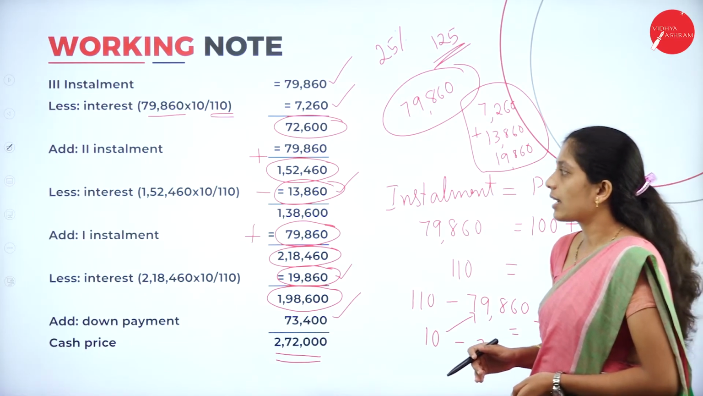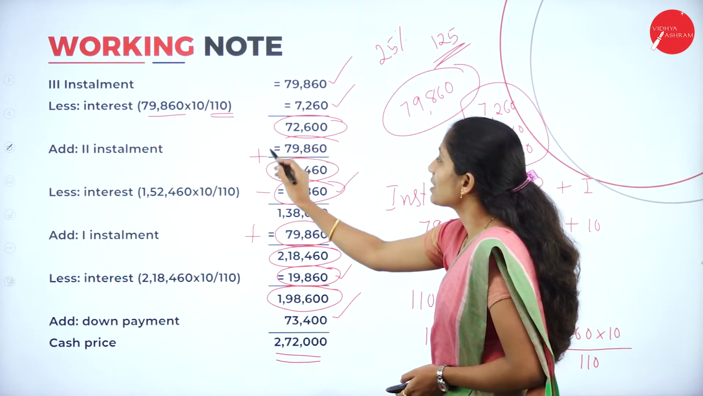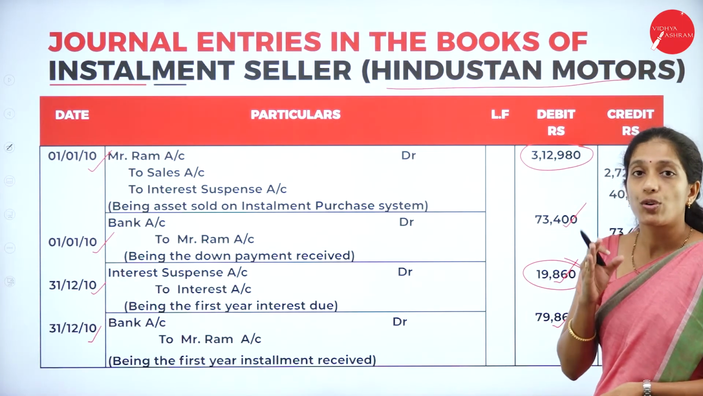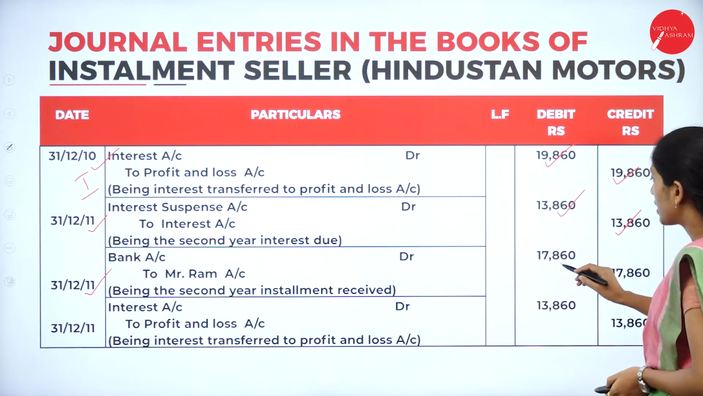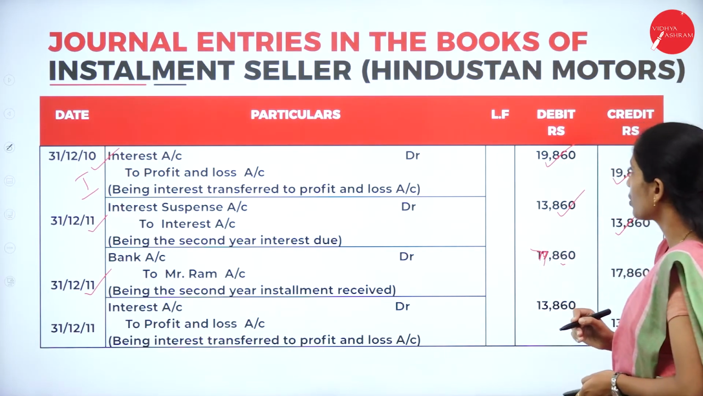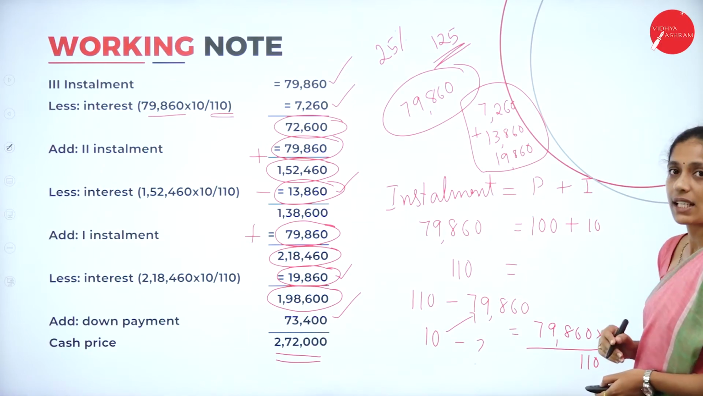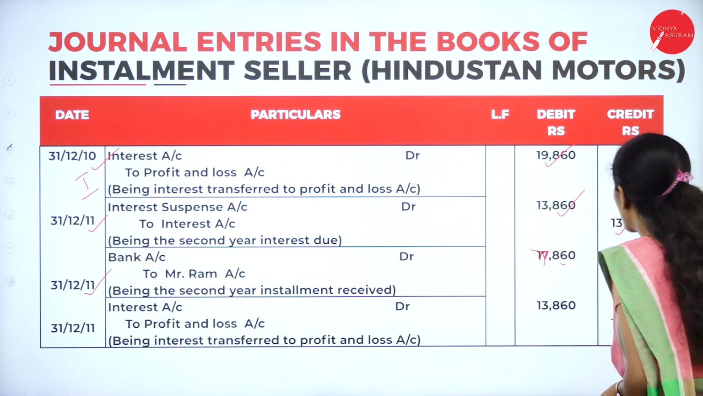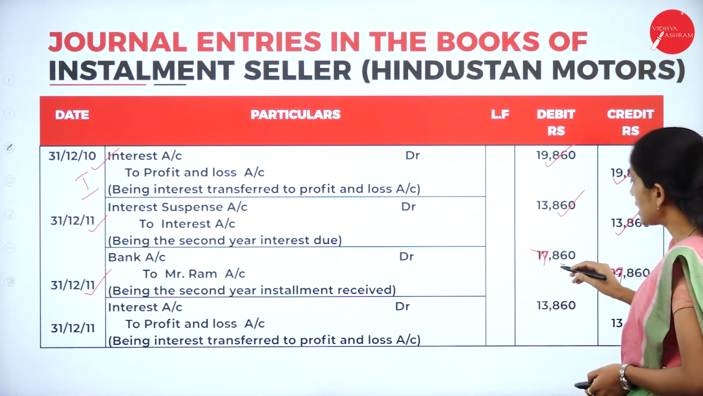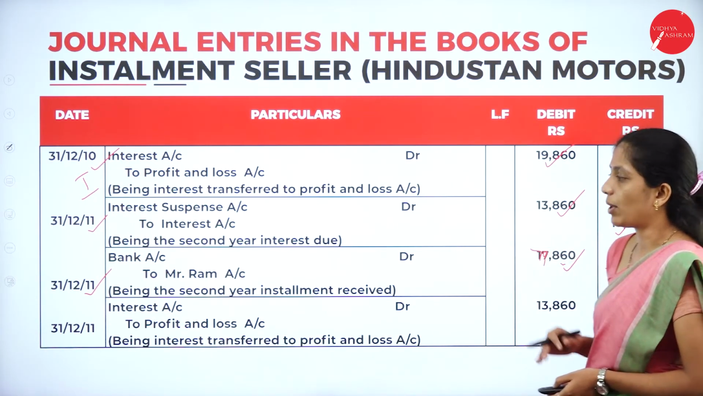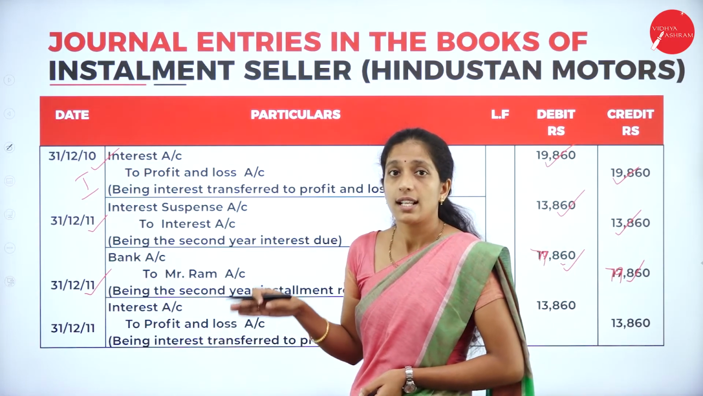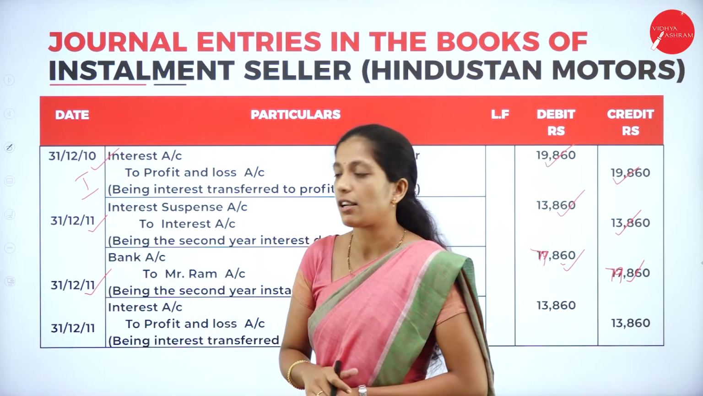Now what is the second year installment? So it is 79,860. They have told that the installment amount remains same. So what is the installment amount? 79,860. Clear? That is receiving of installment amount. And the third entry is for what? Transferring the interest, that is second year interest, to profit and loss account.